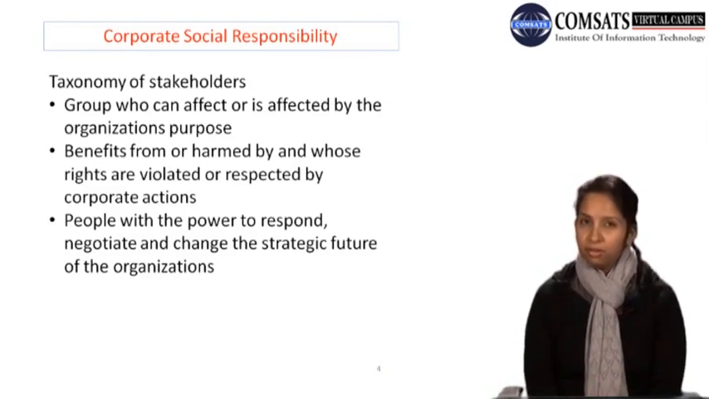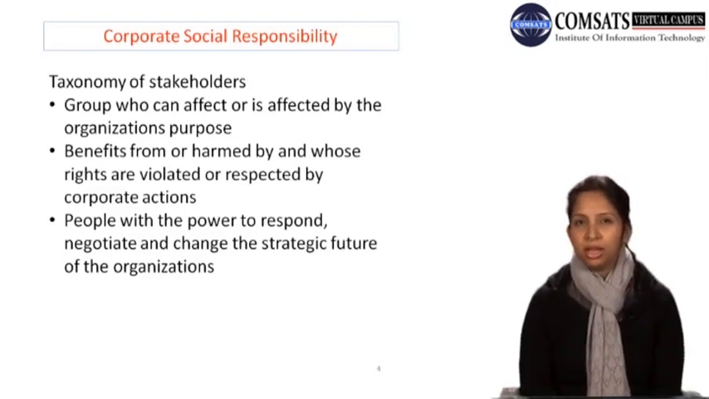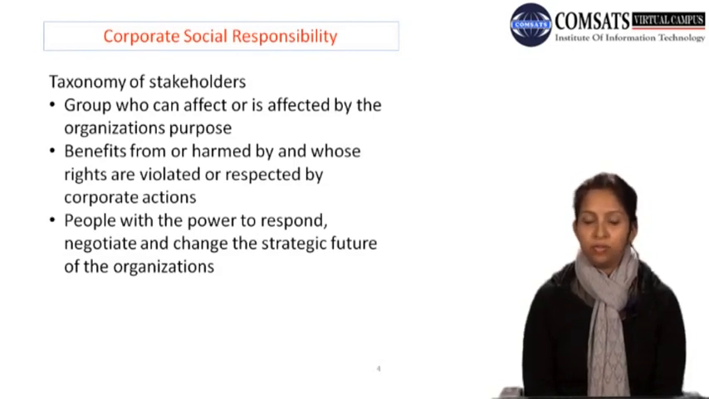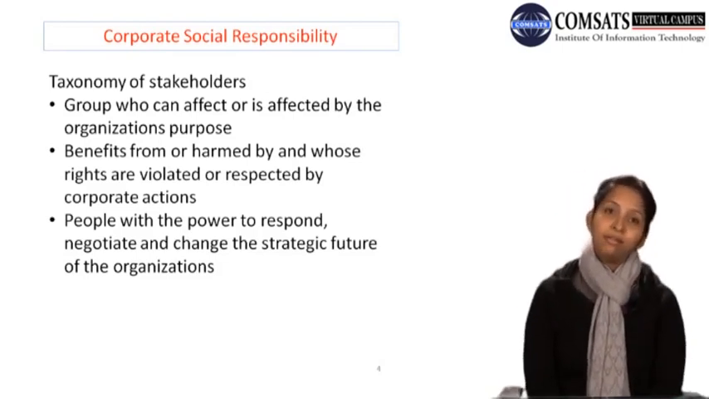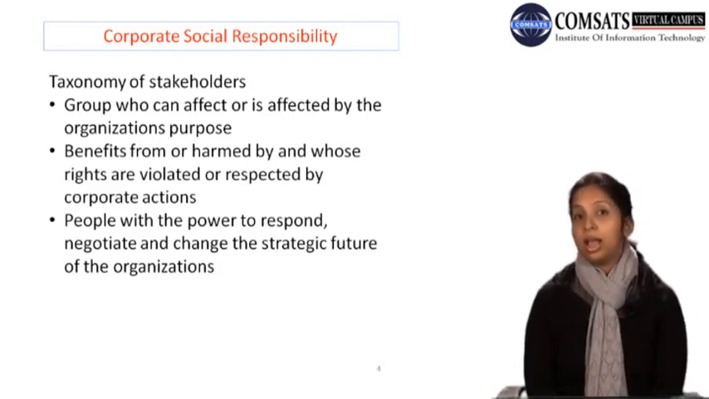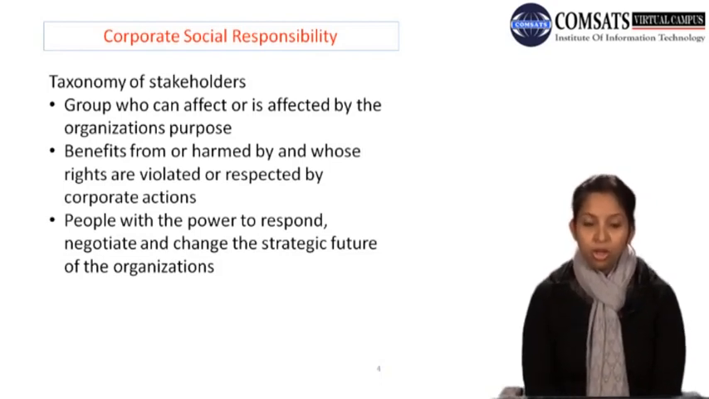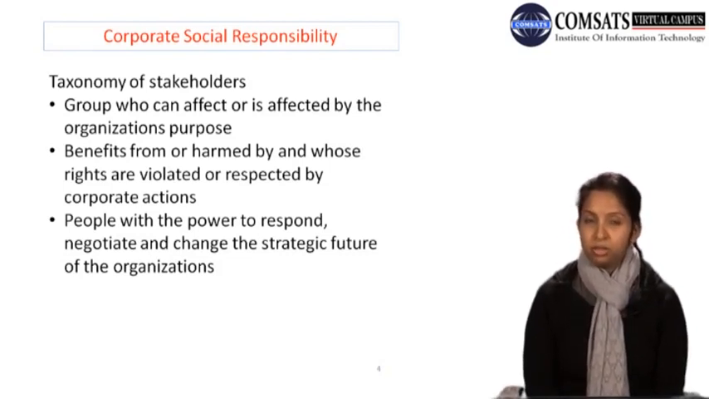Now different people have come up with different definitions of stakeholders, but more or less each one of them means the same thing. Simply stating, a stakeholder is any individual or a group of individuals who has any interest in the organization. One person said that stakeholders are a group who can affect or are affected by the organization's purpose. Similarly, somebody else said that stakeholders are people or groups who benefit from or are harmed by, and whose rights are violated or respected by, corporate actions.